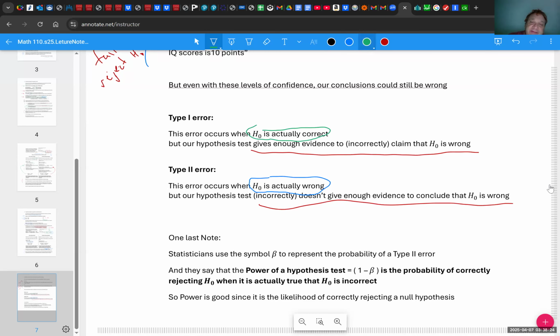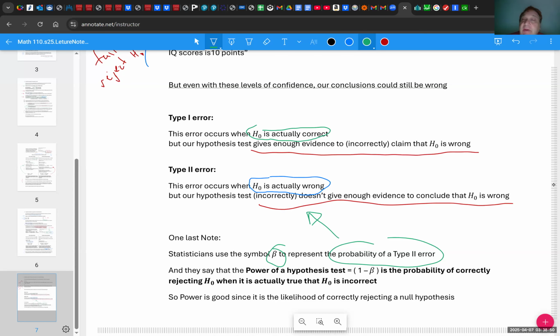So some technical stuff you just have to write down or review is that this is called a beta. The beta is the probability of a type 2 error. So remember, it's definitely possible that H0 was wrong, but we didn't have enough evidence to reject H0. That's a type 2 error. So beta represents the probability of making a type 2 error.